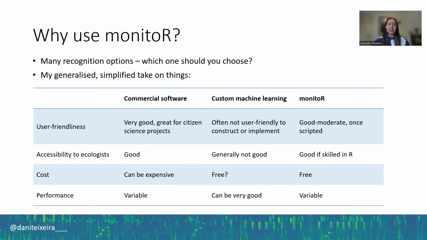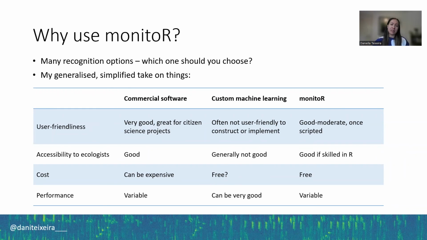And I just want to say I actually do use all of these options. I use commercial software for certain projects. I use custom, very advanced machine learning for other options where I work with computer scientists. And then I use Monitor for other projects. They all have their pros and their cons, and I think your choice about which one to use really needs to come down to things like your project objectives, who you'll be working with and what their skill sets are, what your budget is, etc., etc.